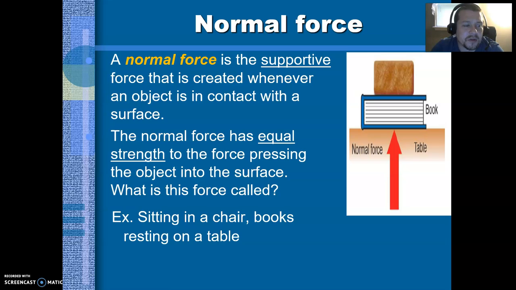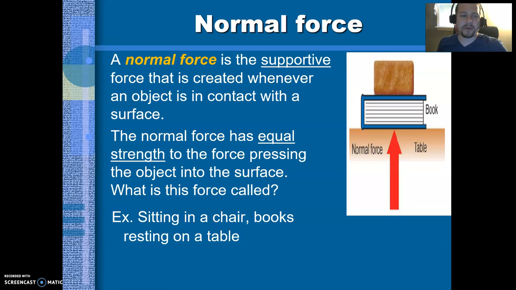Our next force is called a normal force. Normal forces are a supportive force that is created whenever an object is in contact with a surface, like a desk or a floor or a chair. Normal forces have an equal strength in newtons as to how much force is being pushed down on that object. So because I'm sitting in a chair right now, my normal force is going to be equal to the weight pulling me down into the chair.